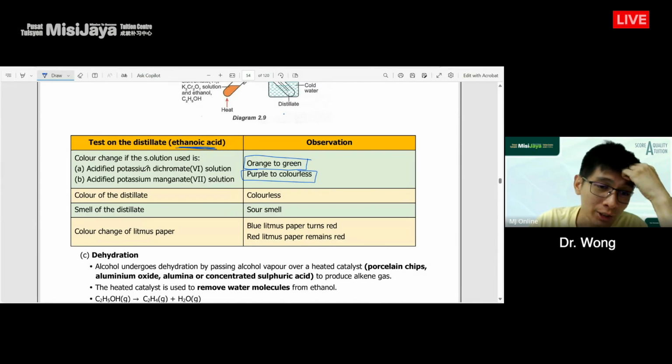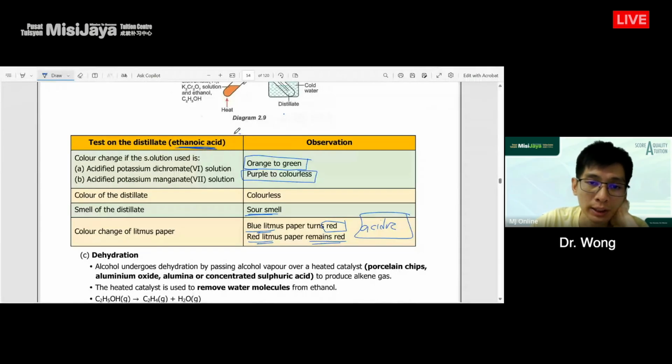Okay, so the distillate is colorless, but it has a sour smell. If you test with blue litmus paper, it turns red, and red litmus paper remains red, which means it is acidic because it is a carboxylic acid.